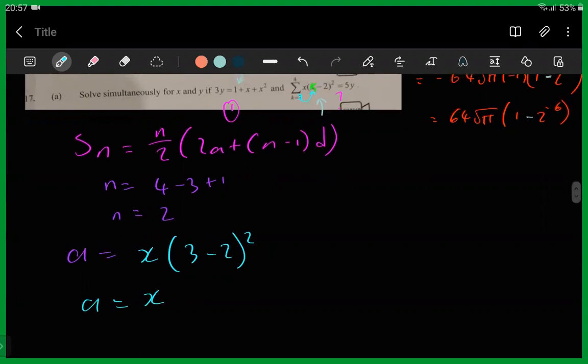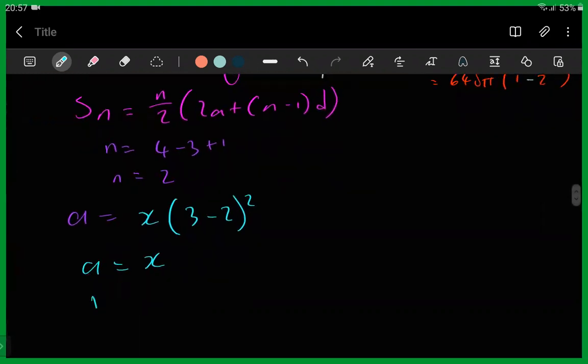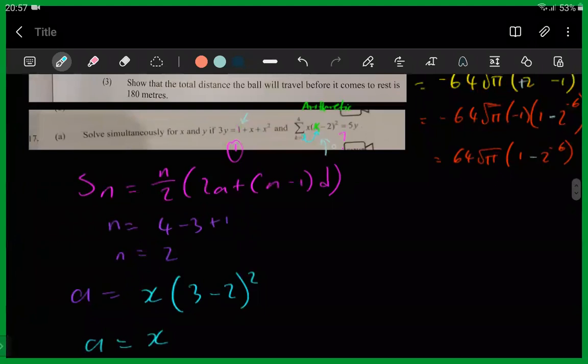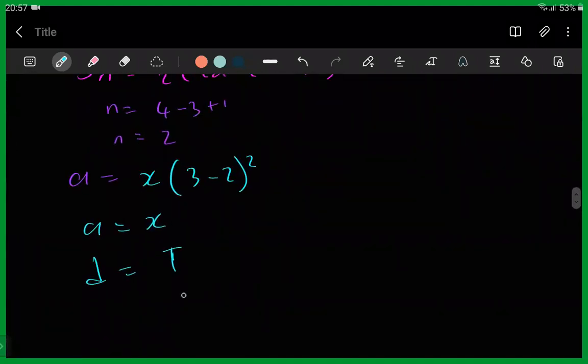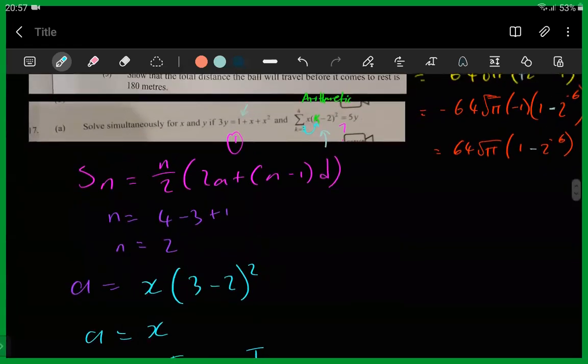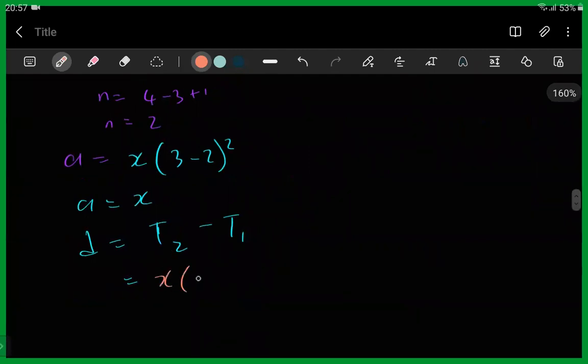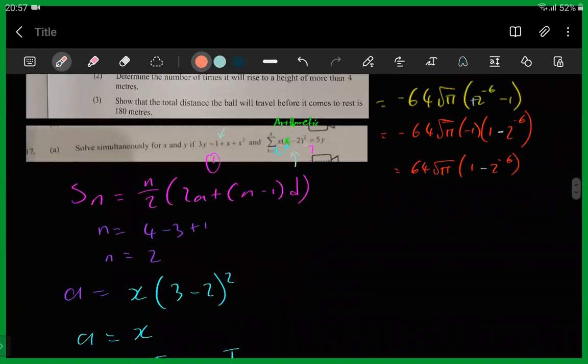That's fine, right? Now the value of d is any term minus the previous one. So you could even say t2 minus t1 or whatever two numbers you want to use. We can even make it generic, t2 minus t1, because, you know, why not? So if you're going to put a 2 where k is, we'll have x times 2 minus 2 squared. This is the first term. I mean, this is the second term, right? The first one, we have to put 1.